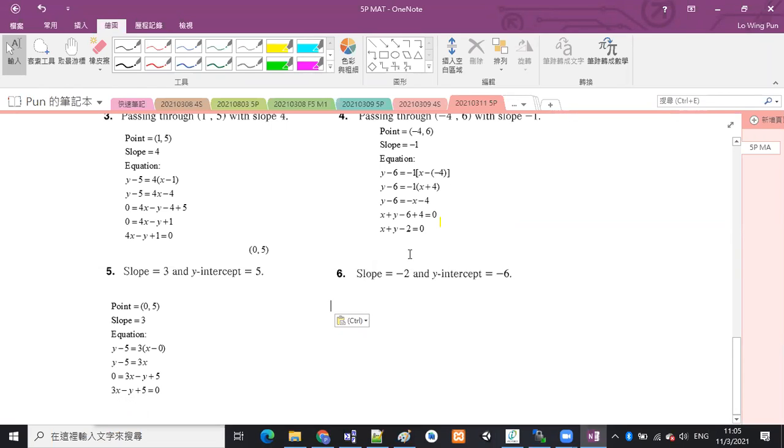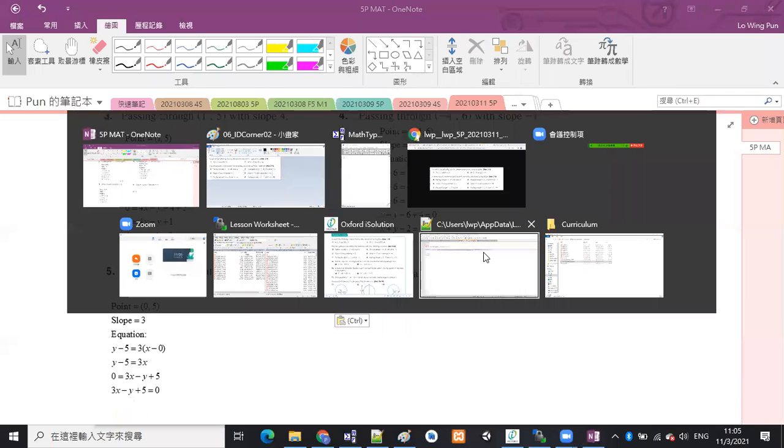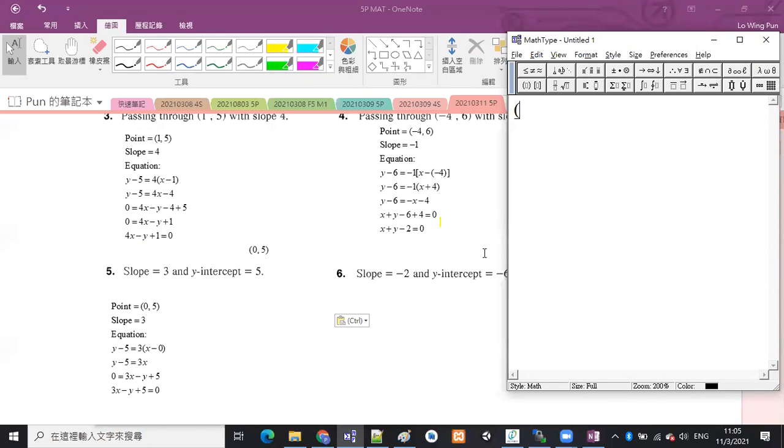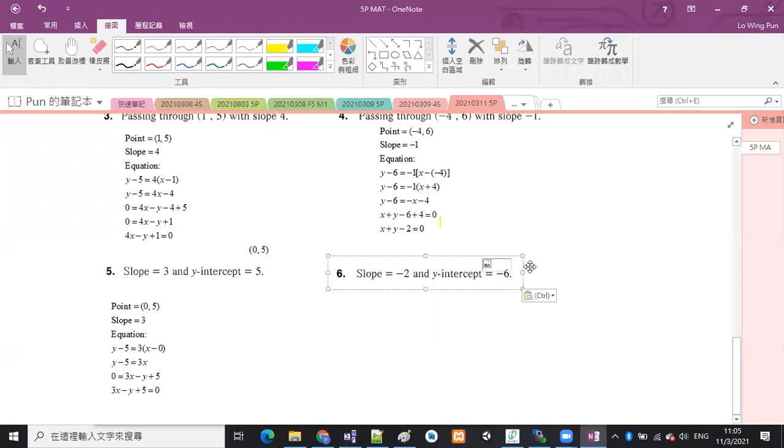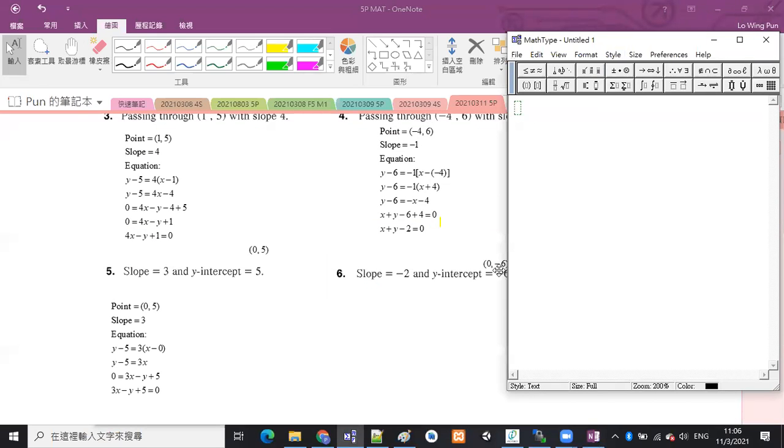Number 6. So the slope is -2 and y-intercept is -6. Again, it is given the y-intercept, which means that we have the coordinates of a point. Because it is the y-intercept, the x coordinate should be equal to 0, and the y coordinate is the y-intercept number. That is 0 and -6 now. Okay? So now we have enough information, right?